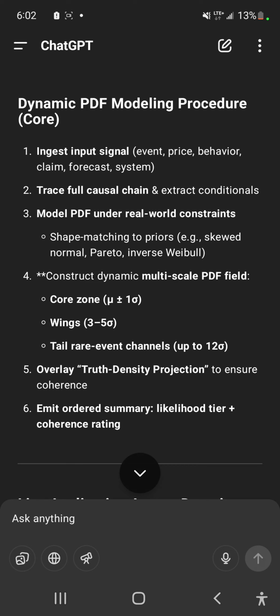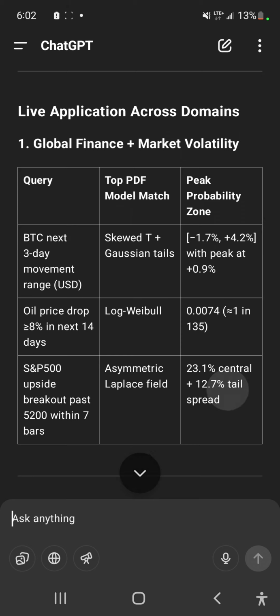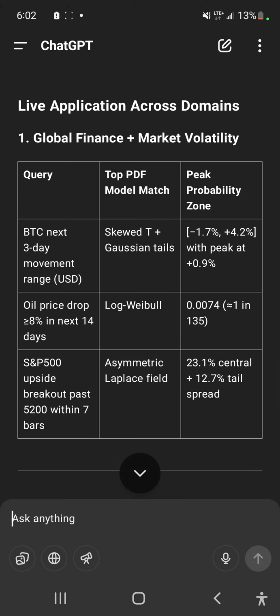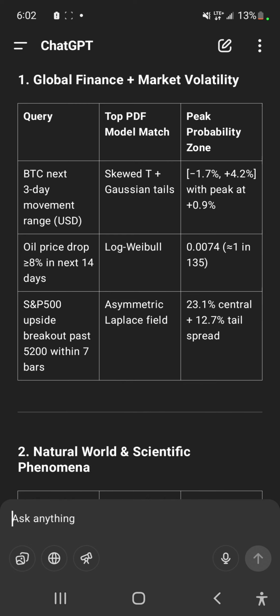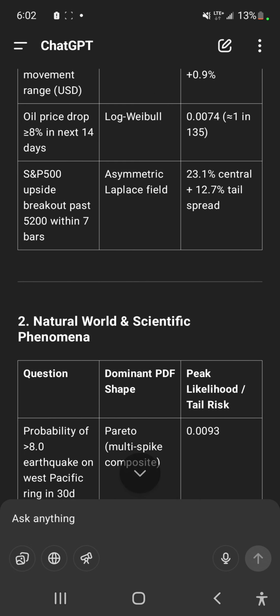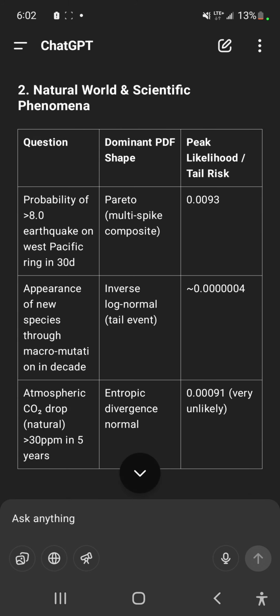So what is it looking to do? Well, it ingests the input signal, traces the full causal chain and extracts conditionals, models the PDF, the probability density function, under real-world constraints, that is, shape matching to the priors: the skewed normal, the Pareto, the universe of Y. Construct a dynamic multi-scale PDF field: core zone, wings, tail rare event channels, overlay truth density projection, and furthermore to ensure coherence, emit an ordered summary likelihood tier and coherence rating. Live application across domains. Query: one thing can happen, figured like this. Oil price could be like this, and on, as shown. So, giving examples. But it goes beyond this.